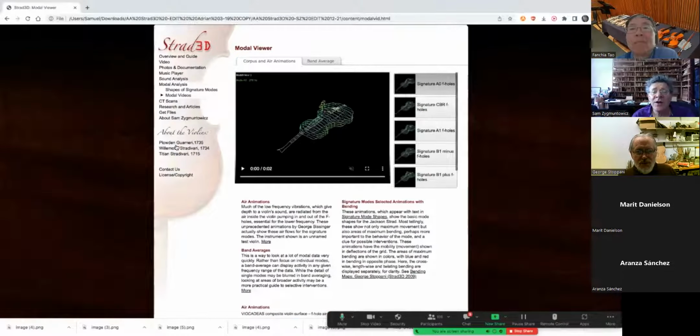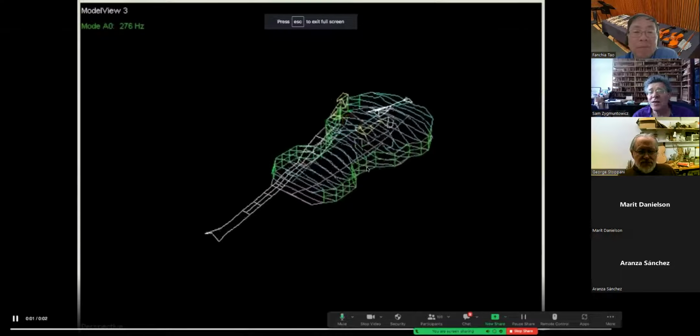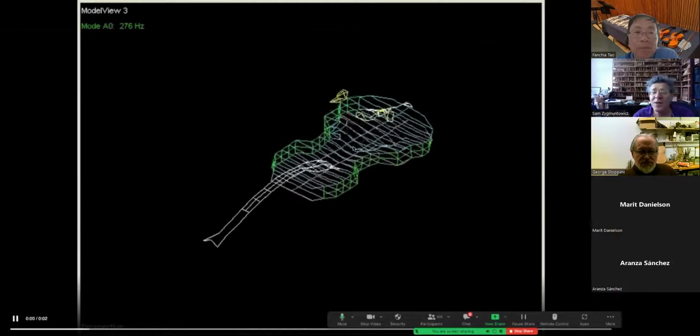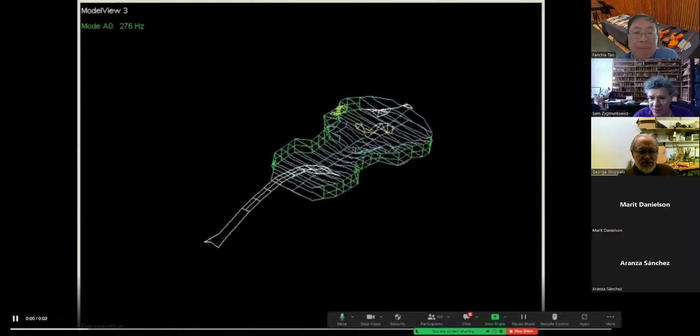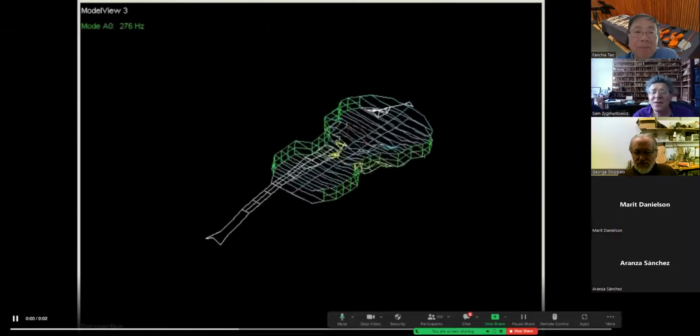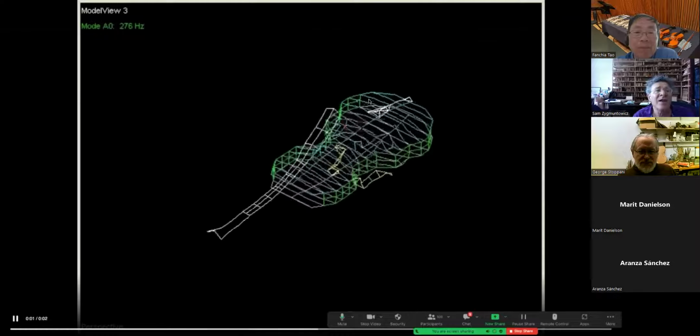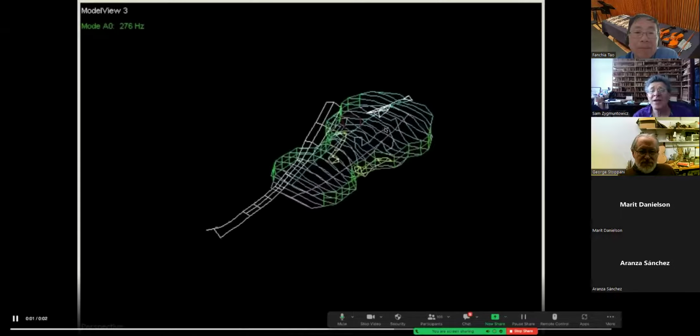Now, we also have other modal videos. One of the things that Dr. Bissinger provided from another project was air animations. These are done with basically microphones. It's called near-field holography. I'm not going to try to explain it. There is an explanatory paper in Dr. Bissinger's articles. This combines modal animation with animation of the air coming out. This is the A0. You see the air coming out evenly, pumping in and out of the instrument.